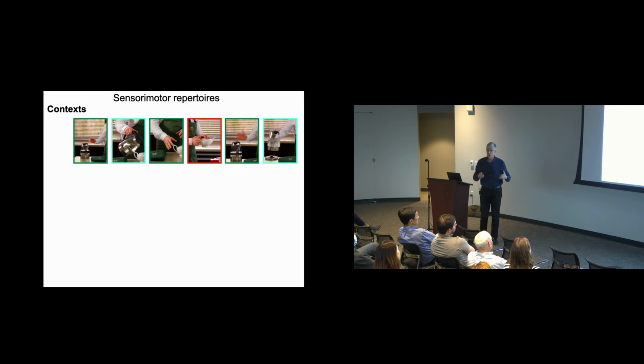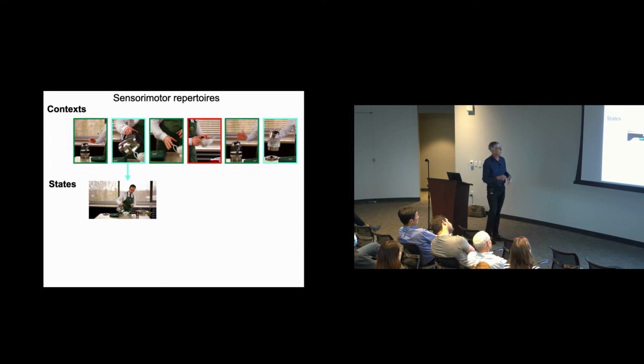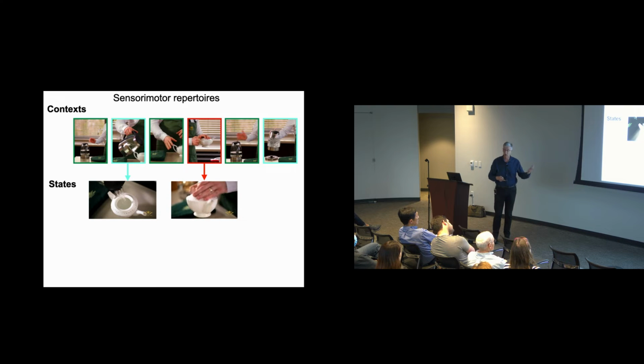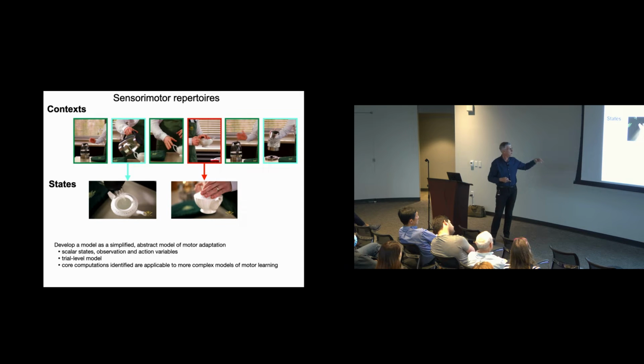And with each of these contexts which are changed discretely, there are states. So as I pour from the kettle, I'm changing the weight of the kettle. And as I swish the teapot about to warm it up, I'm changing the dynamics. So there are contexts which change discretely and states which change continuously. Okay? And so we're going to develop a really simple model, an abstract model of motor adaptation. There'll be no neurons in this at all. We can discuss neurons later. It's going to be simple.